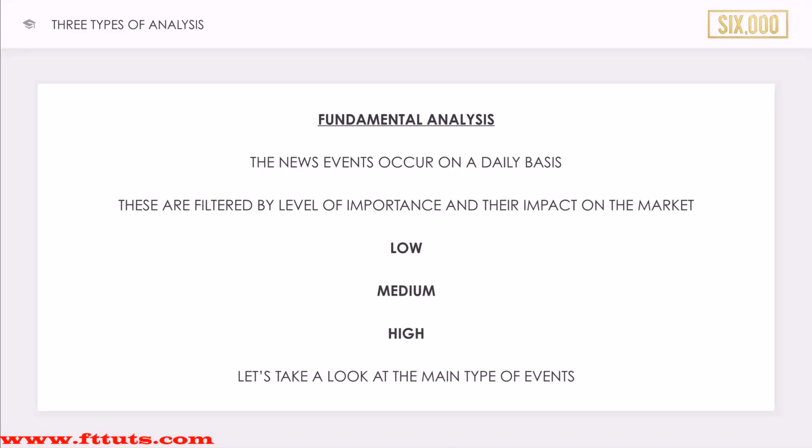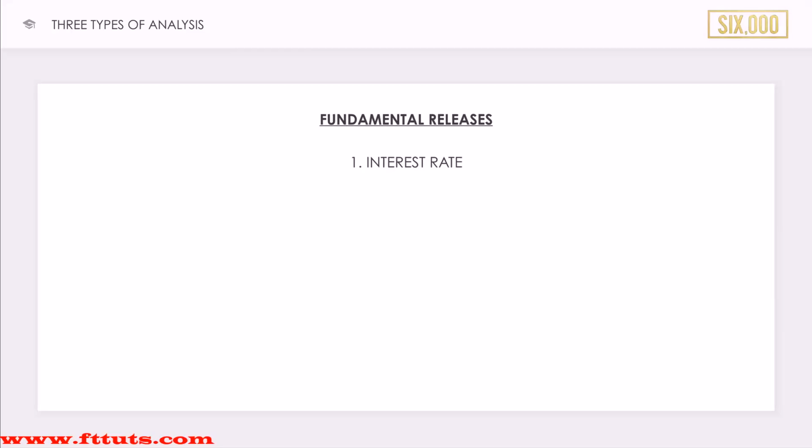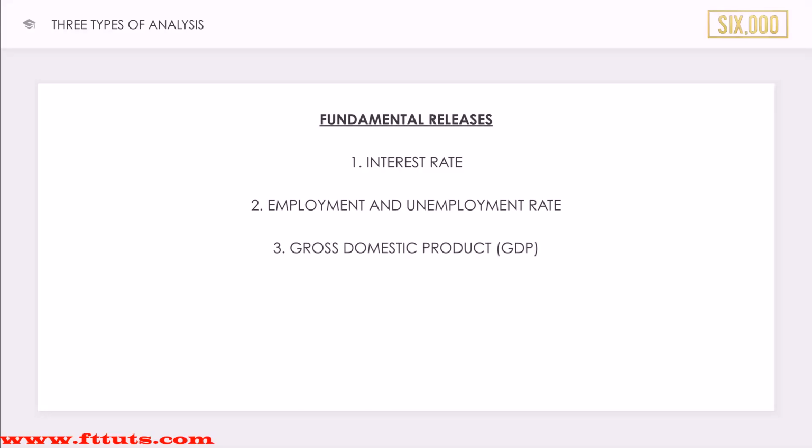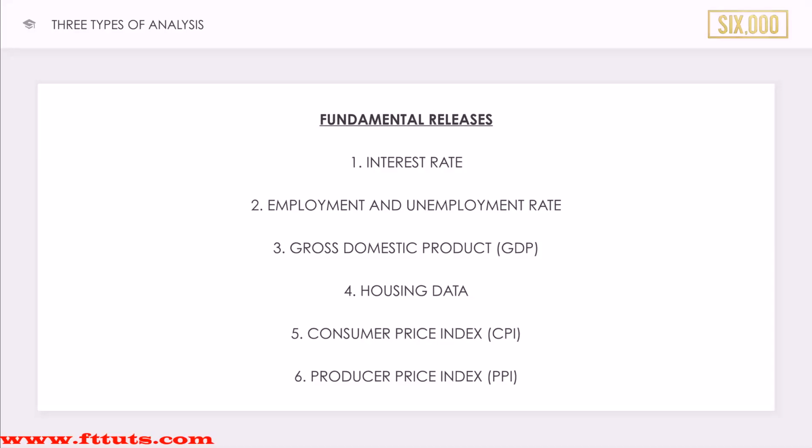So let's take a look at the main types. First of all, interest rates. Now, I would say these are definitely in the top 3. Whenever an interest rate statement comes out, let's say the interest rate is increased or decreased, you will see a major impact on the markets. And this can, of course, have a positive or negative influence on your current trading position. Then employment and unemployment rates, gross domestic product, which is known as GDP, housing data, consumer price index, which is CPI, and producer price index, which is PPI.